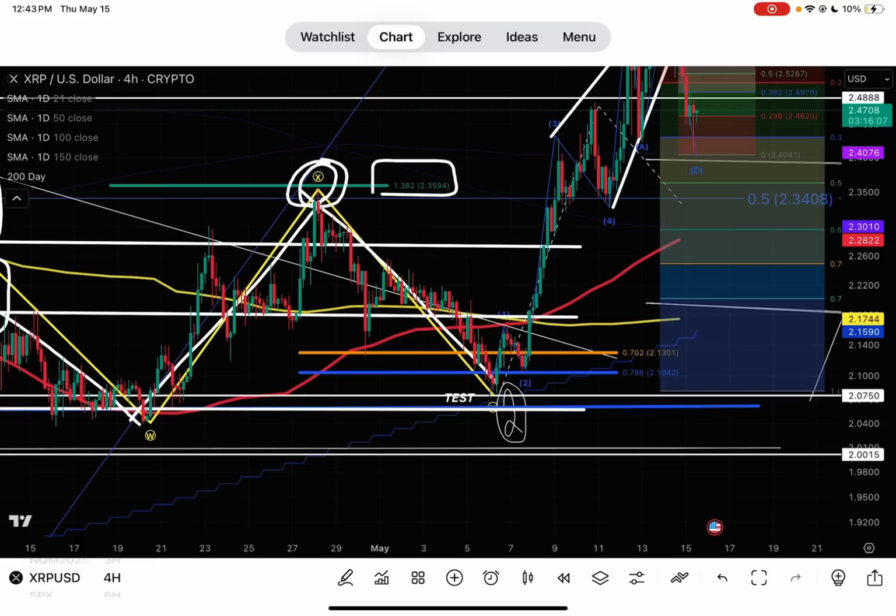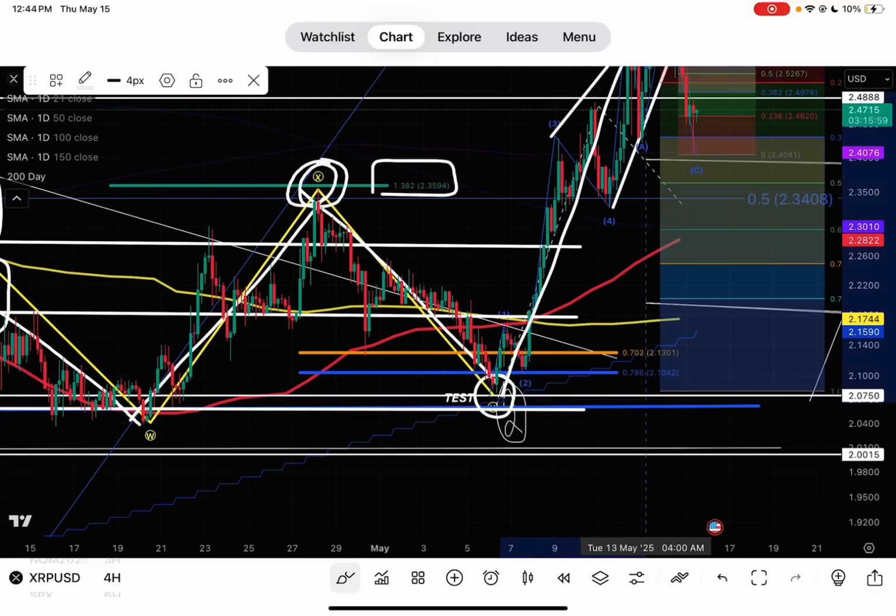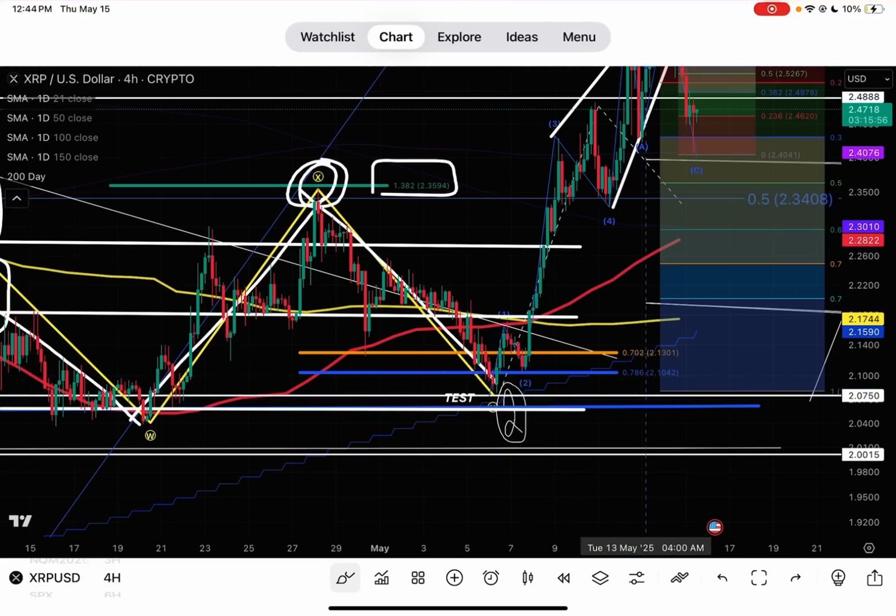Now, this had a hard bounce off the 786 and 200-day moving average. This is when we back tested the 200-day, right? And now we're going in for your next leg in the market.